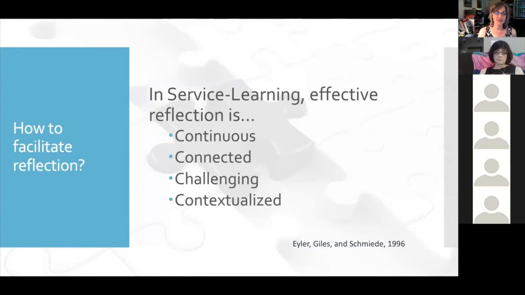And part of college is having difficult conversations. But with that, you have to make sure that you are providing a supportive environment. It's kind of a balancing act between the two. If it's not a supportive environment, then it can sort of backfire and work against you. And then contextualized. So in the design and setting, the reflection corresponds to the content, topics, and experiences in a meaningful way.